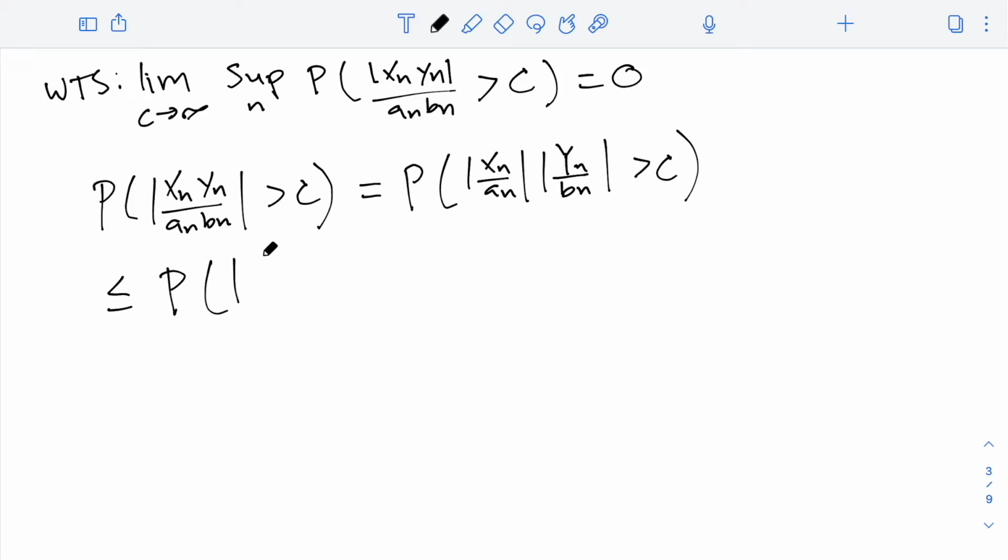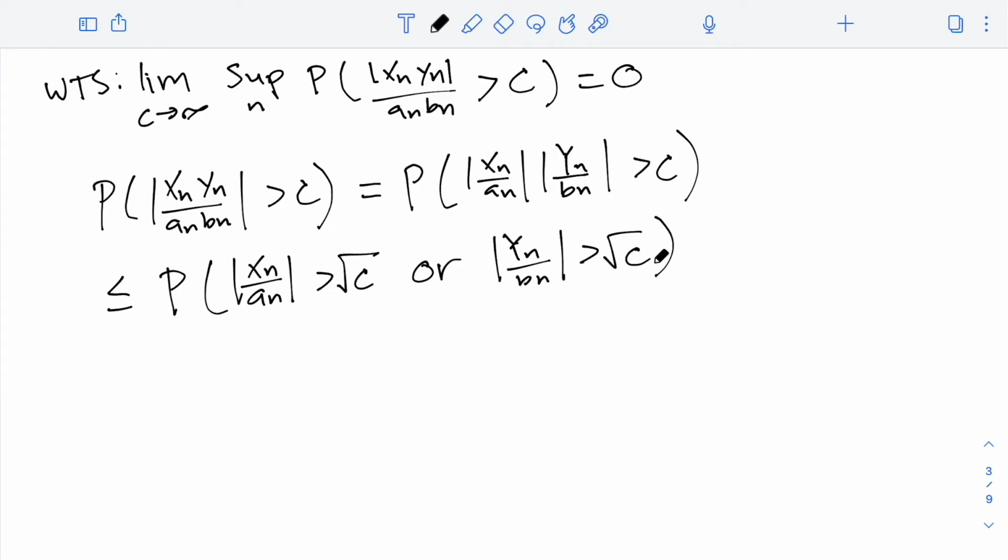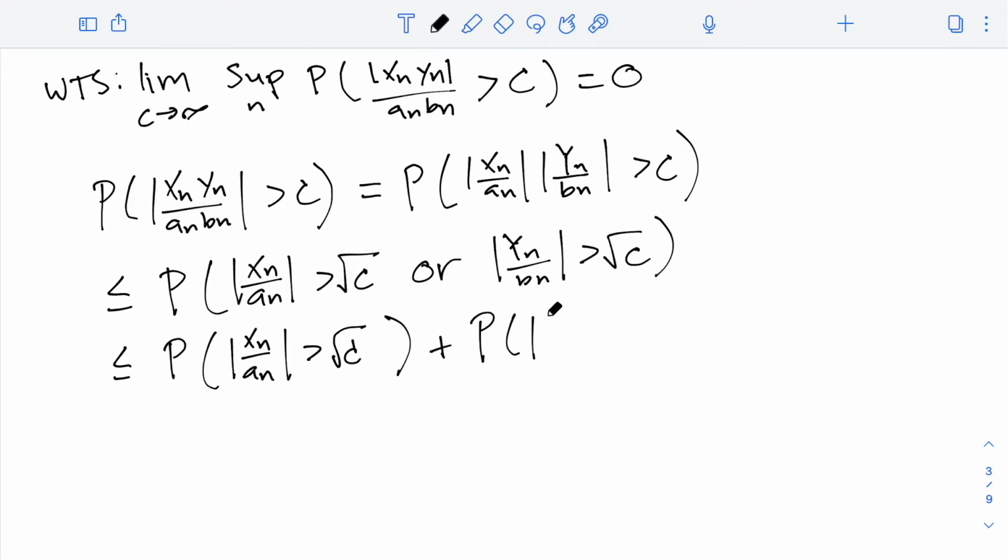All right, so this is then going to be bounded by less than or equal to the probability that Xn over an is greater than square root of c, or Yn over bn is greater than square root of c. And again, the probability of one event or another event is less than or equal to the sum of the probabilities of each event. So this is less than or equal to the probability of this first event plus the probability of that second event.